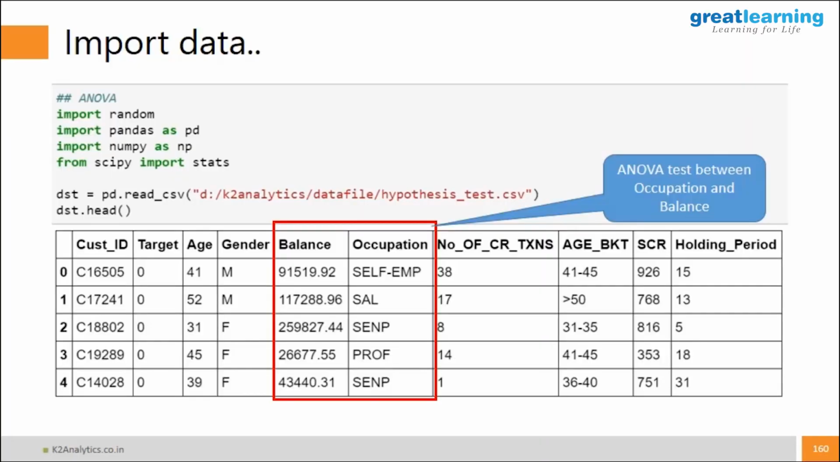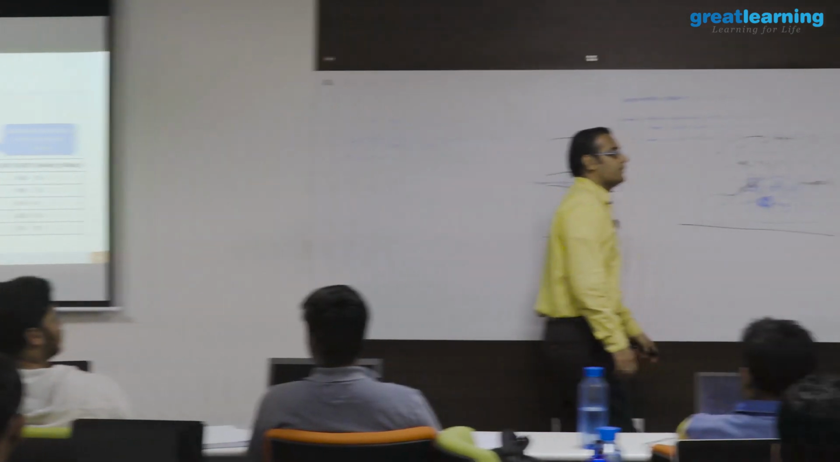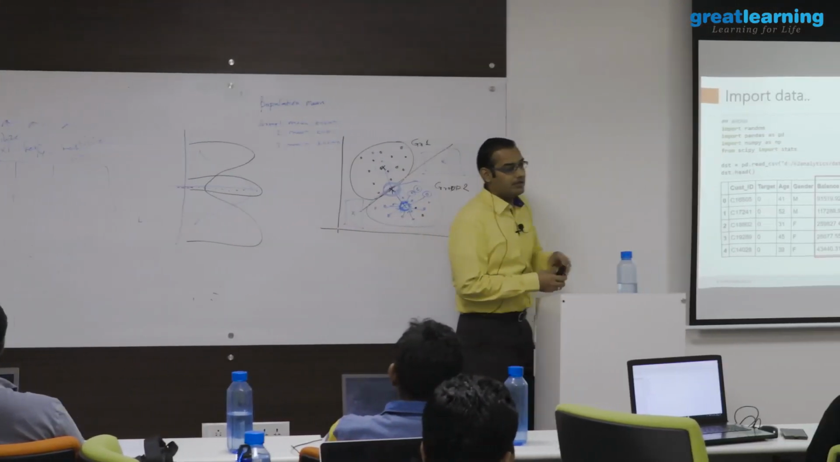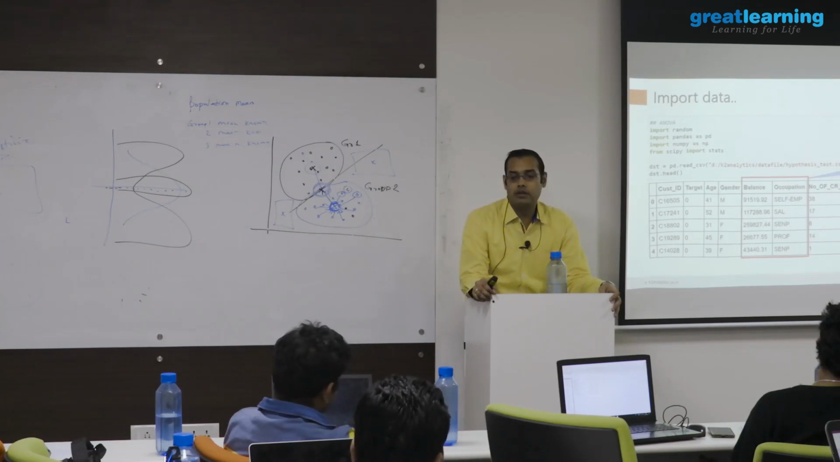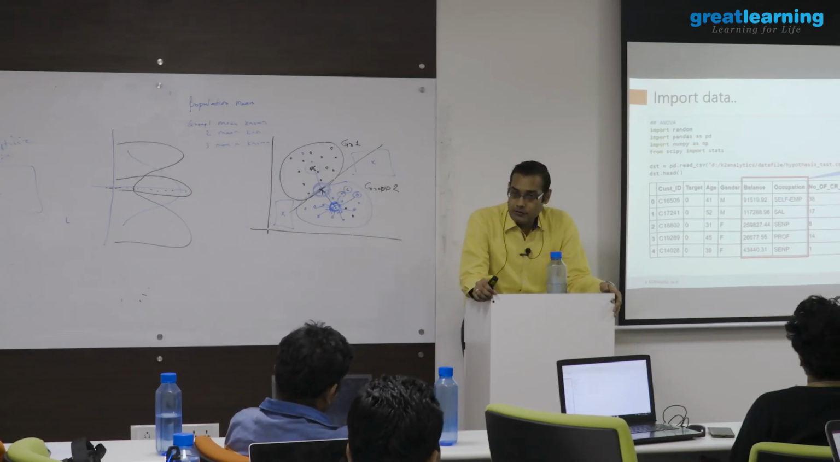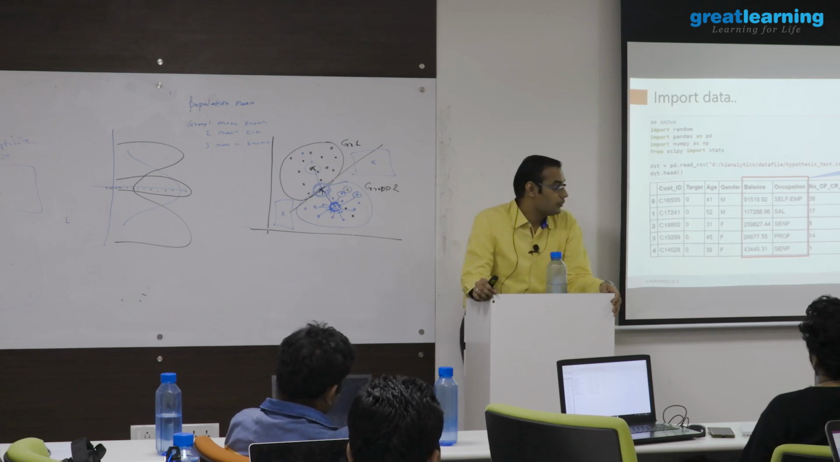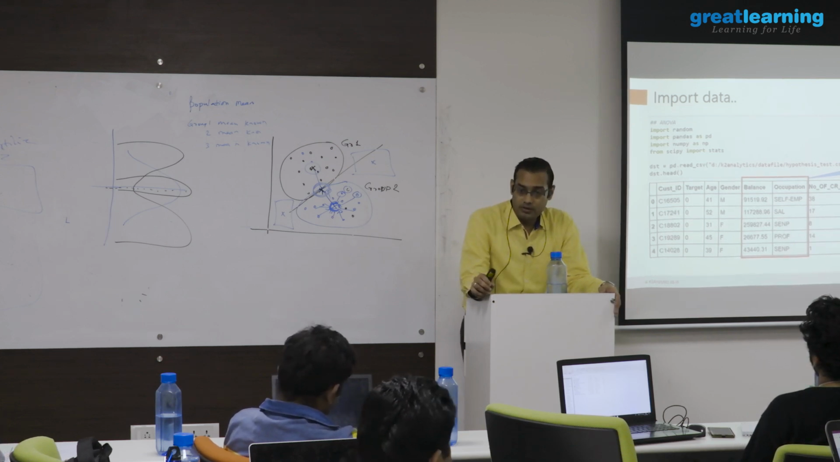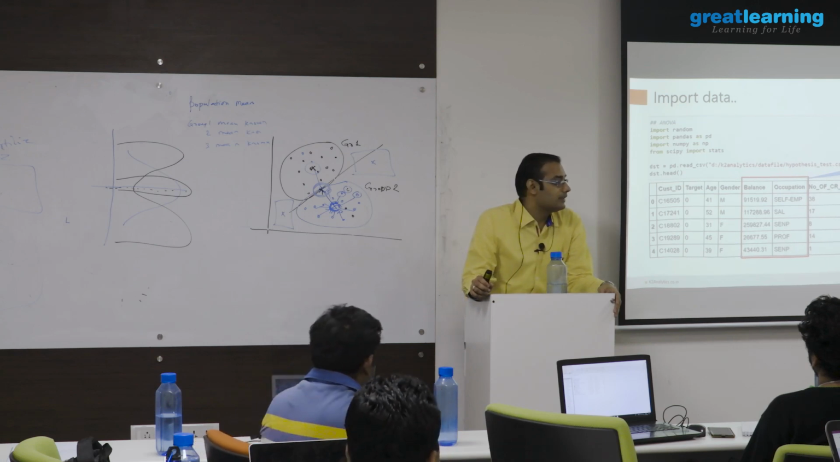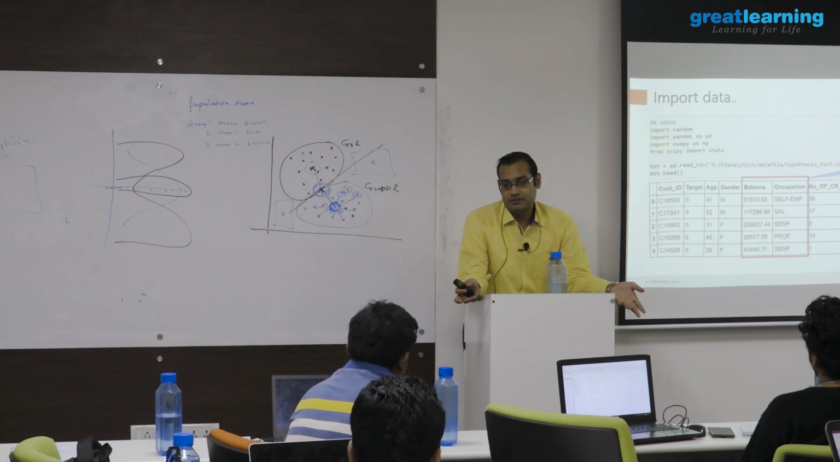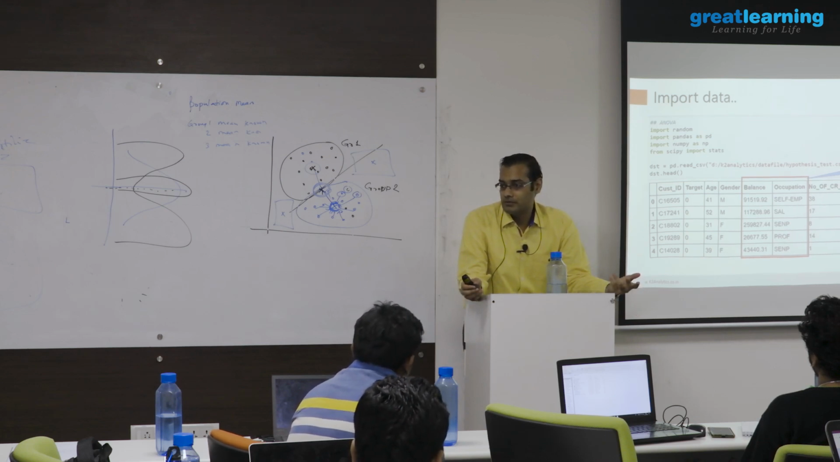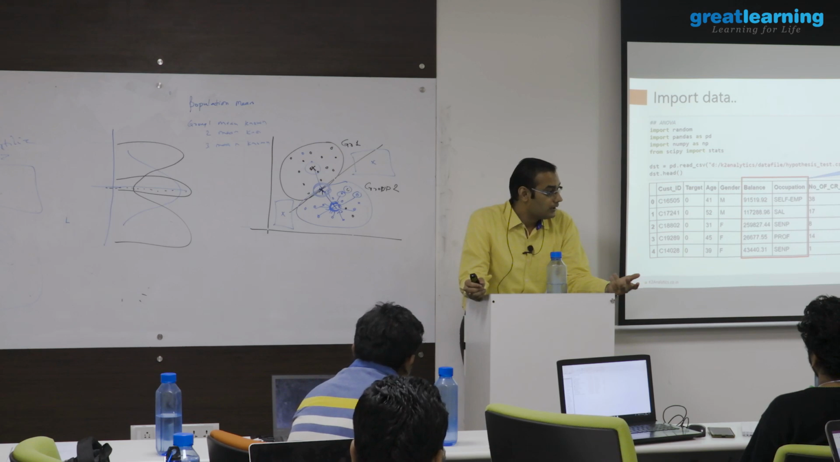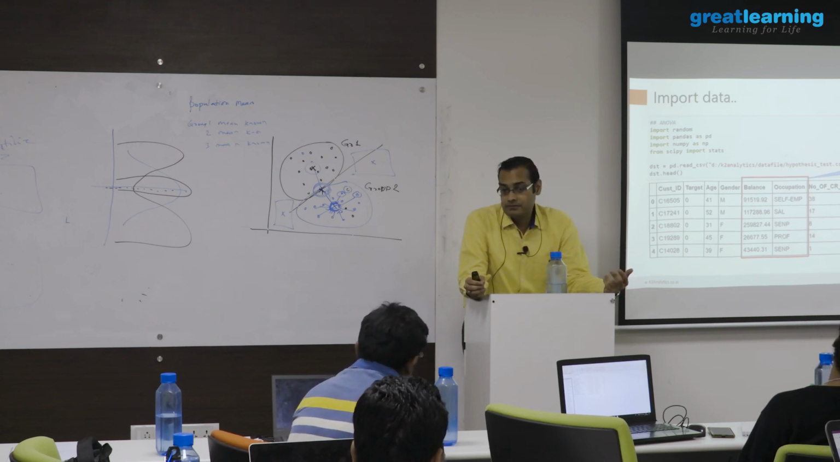Now, for the sake of the discussion, I am going to take my hypothesis test data. Here the application is in a banking domain. I want to see whether the balance maintained by a salaried account holder versus a professional account holder versus a businessman account holder versus an illiterate account holder, are the balances significantly different? Logically, it should be different. I don't need to do a test also. But I want to prove myself.